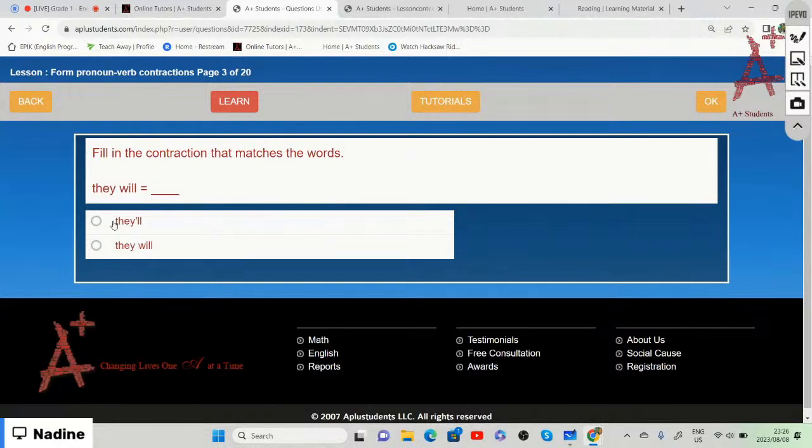They will. They will, right? Is it they'll, which is they apostrophe double L, or they will? So we need to fill in the contraction that matches the words. So they will, or they'll.